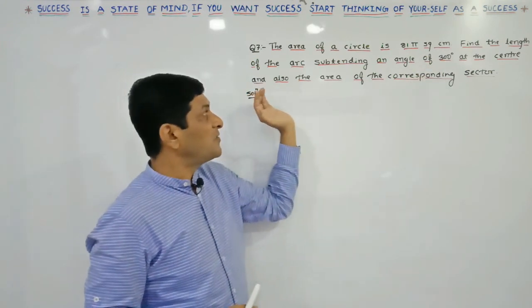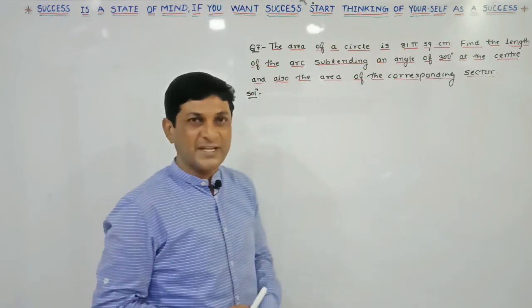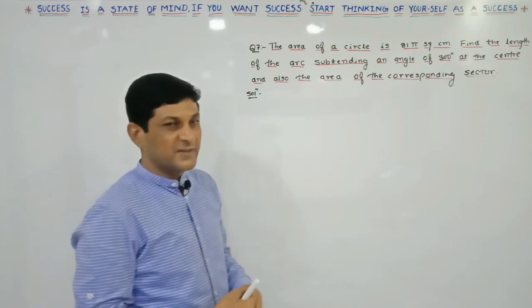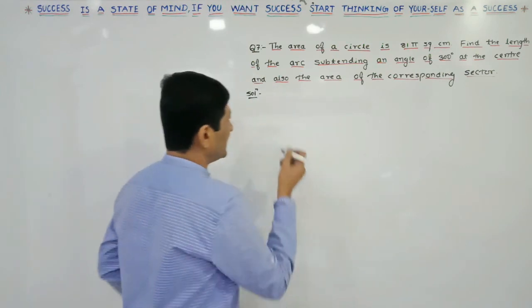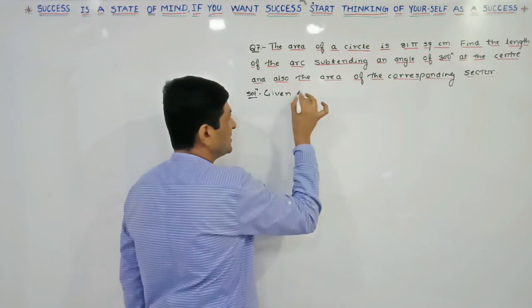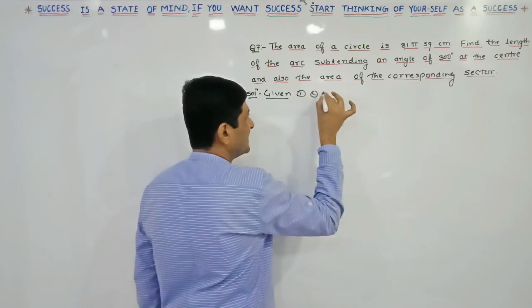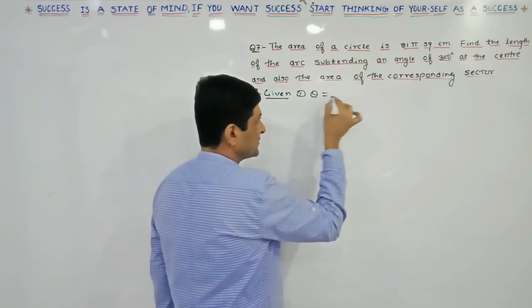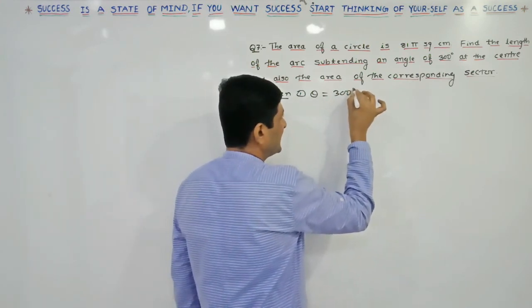And again we have to find out the area of the corresponding sector. So well, first write down the given condition, and later on, using the given condition, let us see how to find out our required value. So first we are writing here the given condition. The first given condition is that the angle subtended at the center is 300 degrees. So theta is equal to 300 degrees.